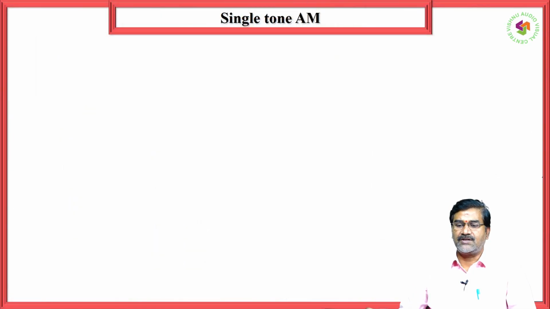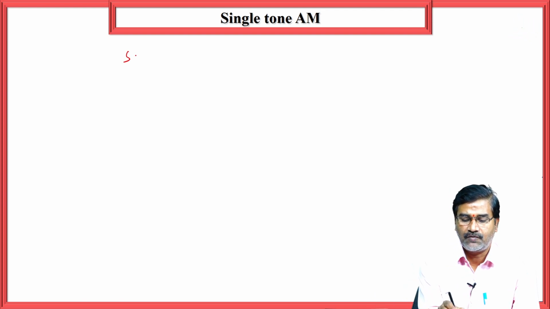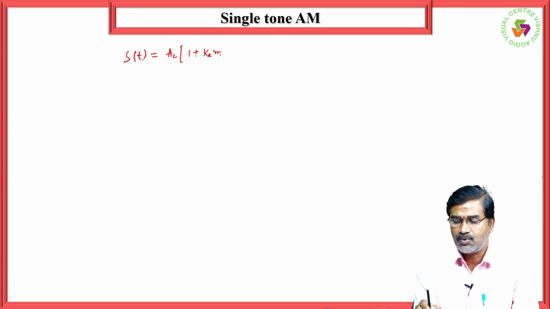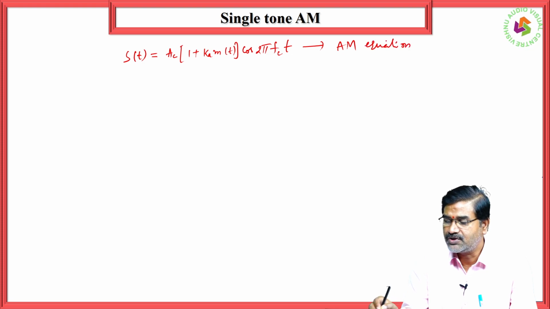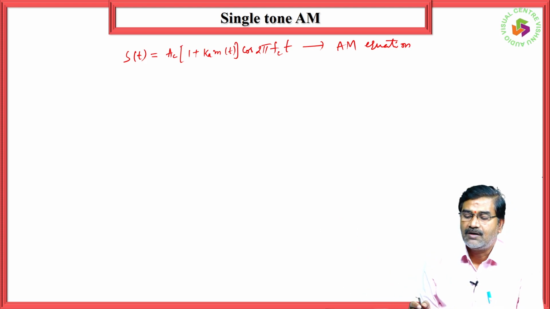So in the previous session, we concluded that the time domain equation of the AM signal is given by s of t is equal to Ac into 1 plus Ka m of t into cos 2 pi fc t. This is the AM equation, where m of t is a general signal that you are going to transmit.